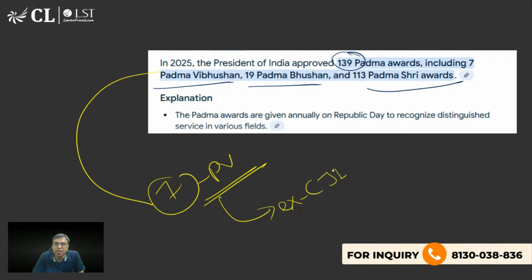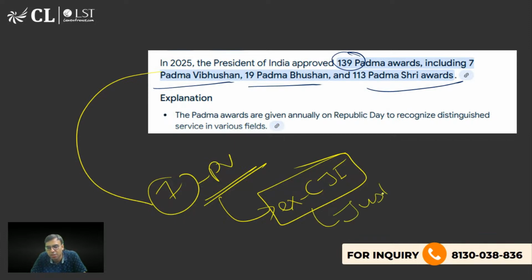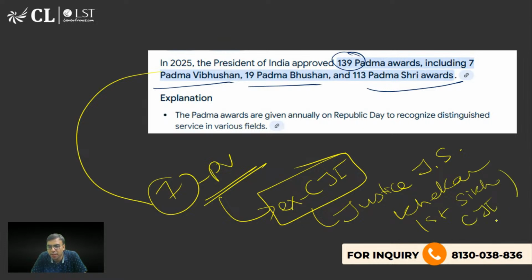Ex-Chief Justice of India was given the Padma Vibhushan. Who is that person? What is the right answer? Please tell me, guys. Justice Jagdish Singh Khehar. And he was the first Sikh CJI. This is important. This can be asked.